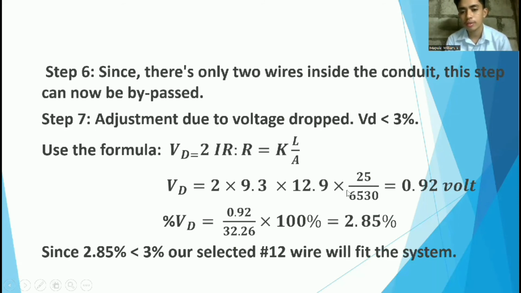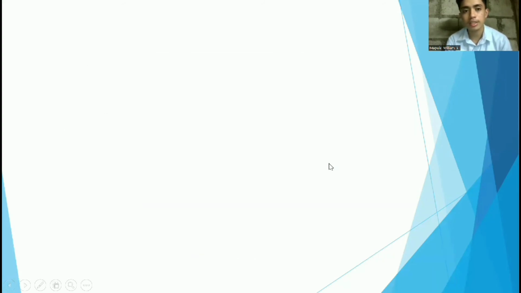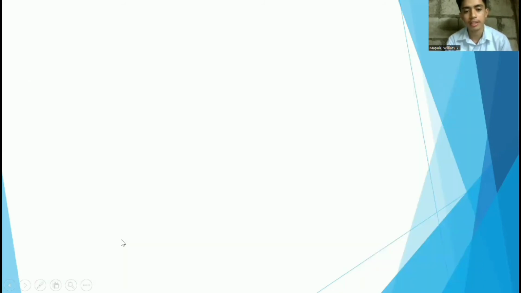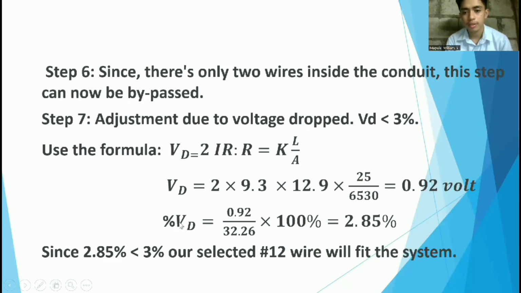Then yung area gagamitin natin is circular mill. Then yung size ng AWG natin is 12. Kaya meron tayong 6,530. Then equals to 0.92 volts.